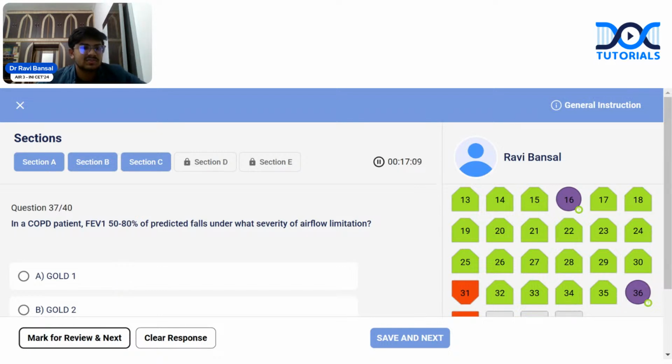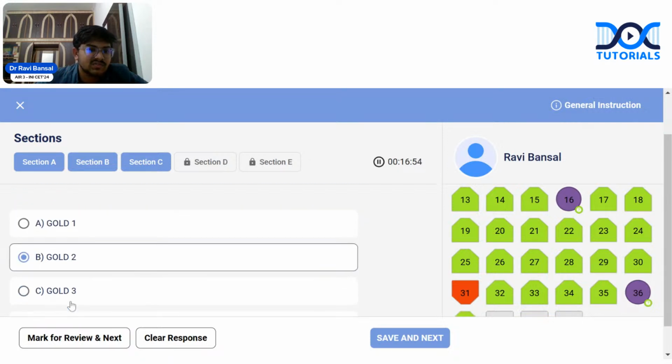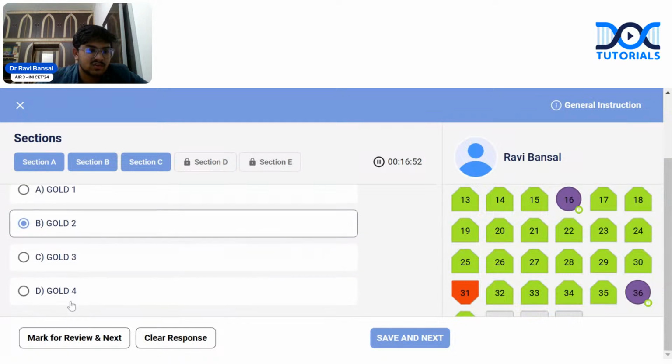COPD patient with FEV1 50 to 80% of predicted falls under which severity of airflow limitation? So GOLD classification, classic NEET question. 80 to 100 is GOLD 1, GOLD 2 is 50 to 80, GOLD 3 is 30 to 50, and below that is GOLD 4.